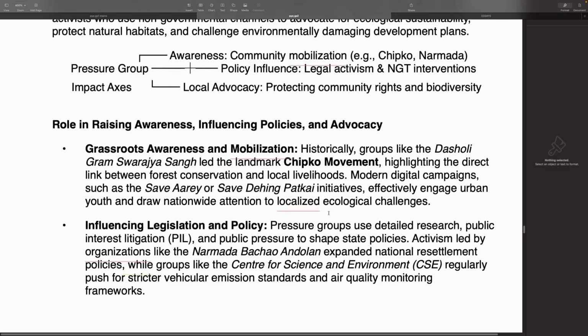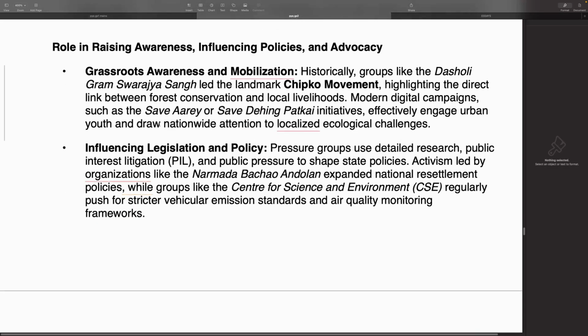This is the flow diagram you can see. Now let's see the role in raising awareness, influencing policy and advocacy. Grassroots awareness and mobilization. Historically, groups like the Dasholi Gram Swaraj Sangh led the landmark Chipko movement, highlighting the direct link between forest conservation and local livelihoods.